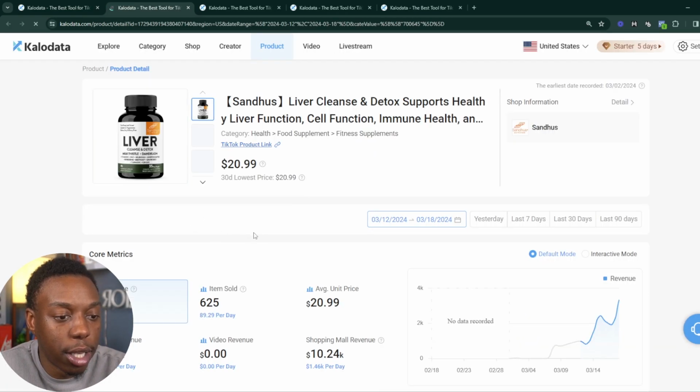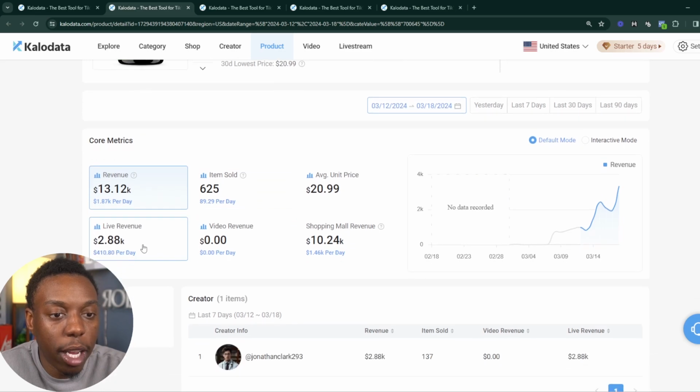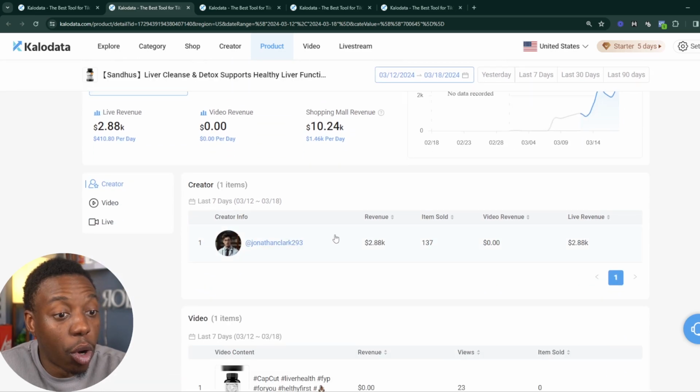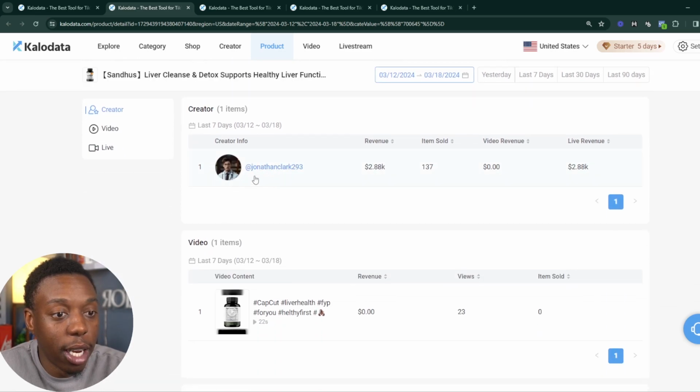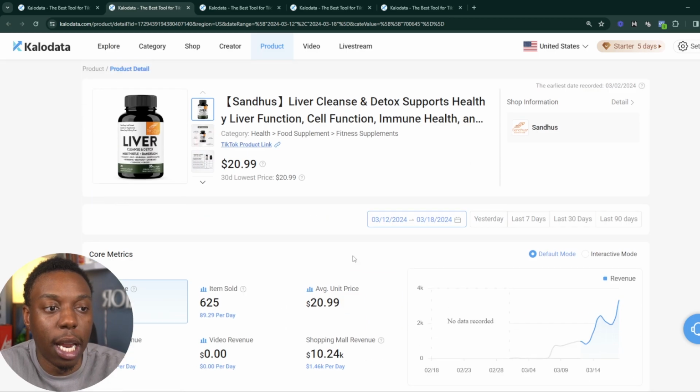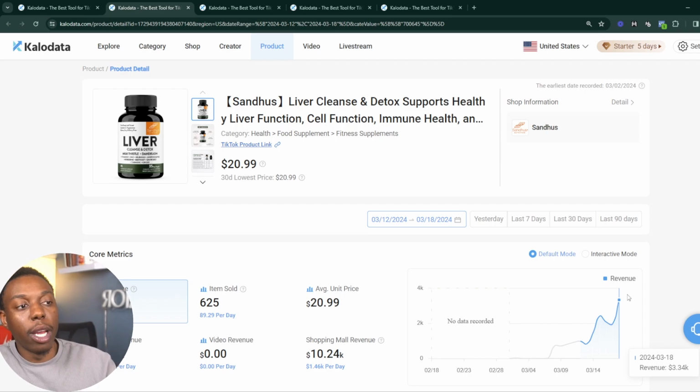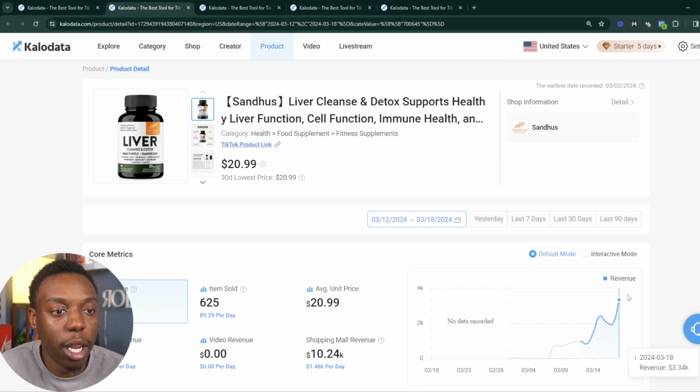So if we click on this here, we can see that people are making money with it live as well. There's only one creator that's made a video with it, and it seems like an AI person, so there's not a lot of competition, but the product is becoming more and more popular. So I would go in, and this would be a product that I would pick up and create videos on.